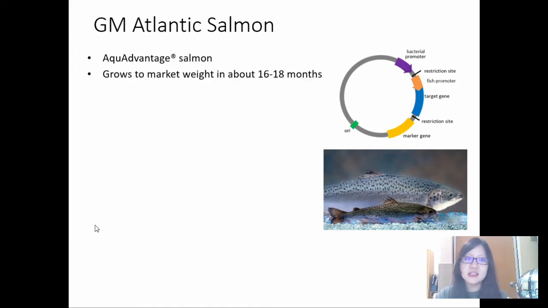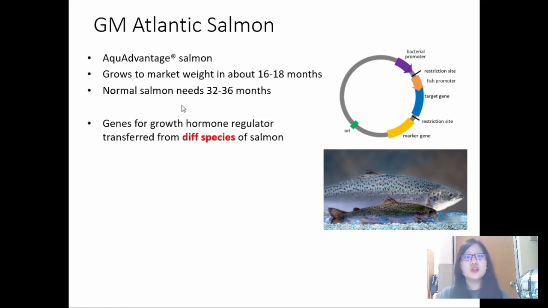And basically, it's just salmon that grows really quickly. It usually grows to market size in about 16 to 18 months, which is really quick compared to normal salmon. You don't need to remember these details, by the way. It's just there. What you need to know is this. In GM Atlantic salmon, they actually took genes for a growth hormone regulator from a different species of salmon, and they took another gene for a promoter from another different species.